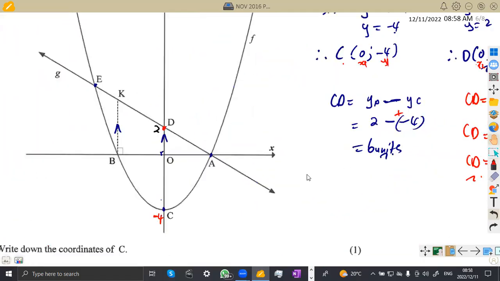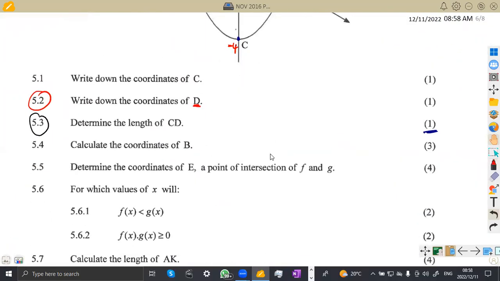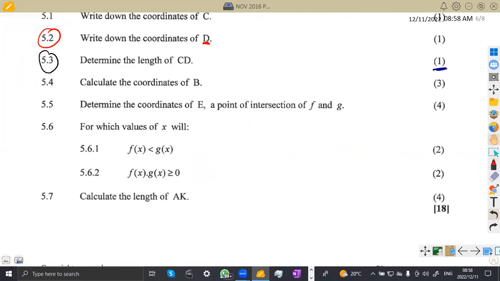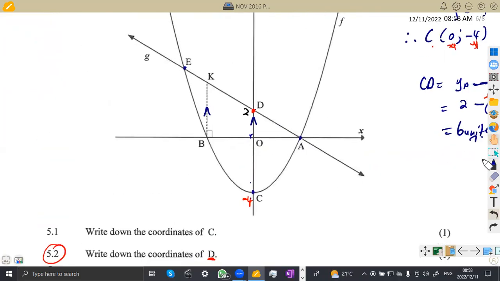So if you do not know the concept of just moving here, then just use the distance formula. You obtain the same answer, even though the number of marks won't change. Okay, calculate the coordinates of B. All right, where do we have B? Okay, that's where our B is situated here.